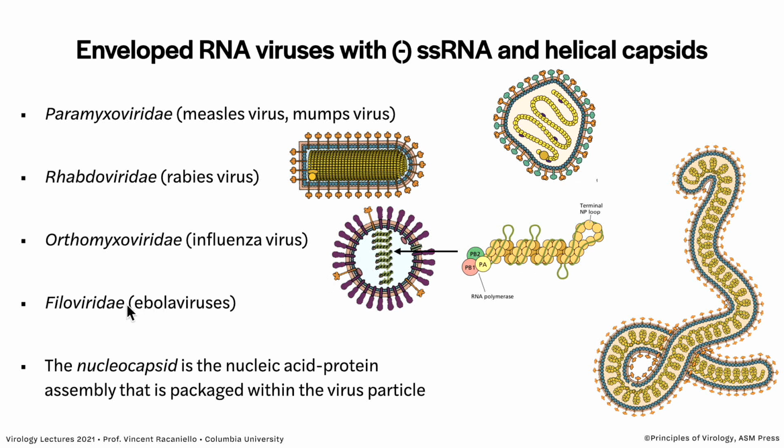And then the filoviruses like Ebola viruses, again, they are negative RNA bound to a nucleocapsid protein. In this case, they're very long and the particle is filamentous, but it is a nucleocapsid because it's within an envelope as a substructure. So the nucleocapsid is the nucleic acid protein assembly that's packaged within the virus particle. Now, someone asked, are there chaperones involved? Yes, we will talk about those when we talk about virus particle assembly.